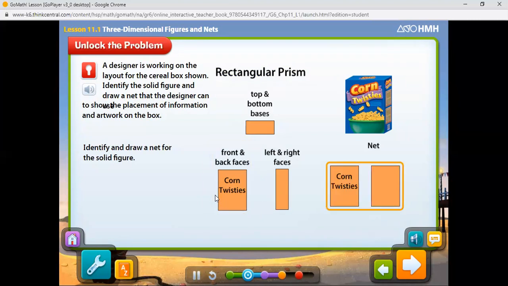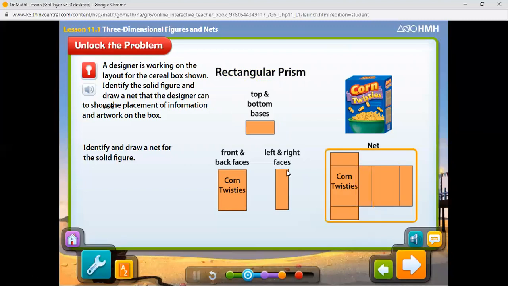The net shows the front and back faces of the cereal box. Now let's draw the top and bottom bases on the net. So first you draw the front and back. You know the front and back are two rectangles. Now draw the top and the bottom. So that will be like this. The top and bottom bases of the cereal box have been added to the net. Let's draw the left and right faces on the net. Once you have drawn the top and bottom, then draw the left and right. The left and right faces of the cereal box have been added to the net.